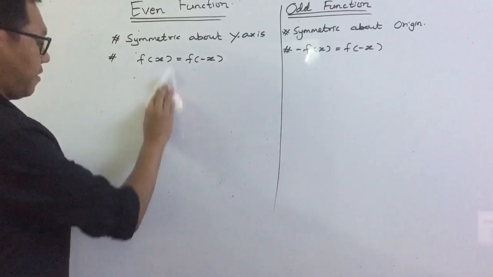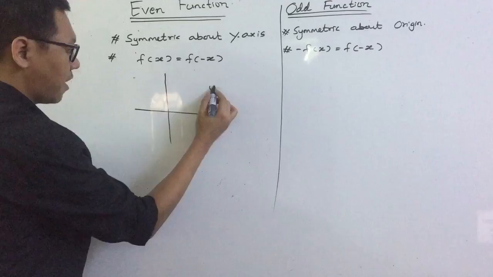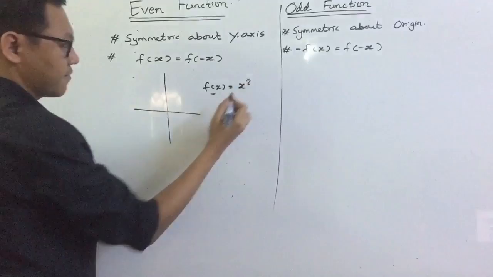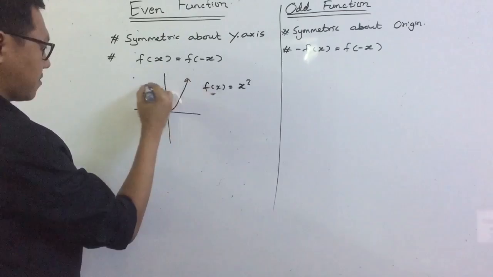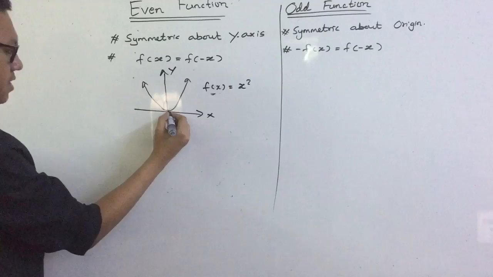Let's say we have f of x is equal to x squared. So the graph would look like this. X, y. You see, this graph is symmetric about the y-axis. So this is an even function.